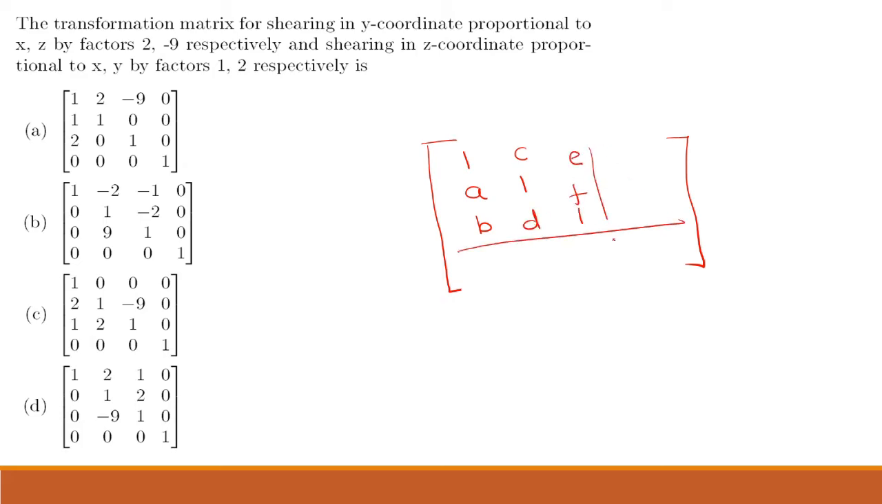Okay, so this is a 3 by 3 matrix, and the remaining entries will be 0 0 0 1. So here A and B will give the shearing in X coordinate. Then C and D will give the shearing in Y coordinate, and the third row, that is E and F, will give the shearing in Z coordinate.